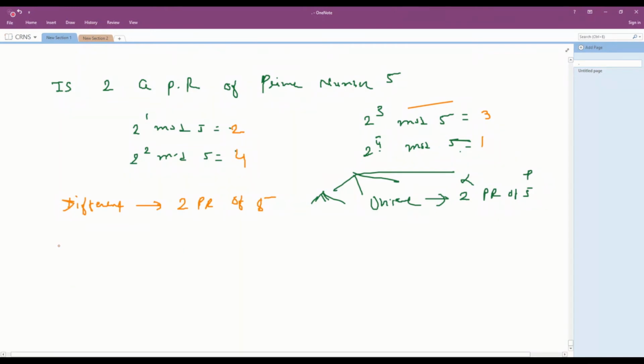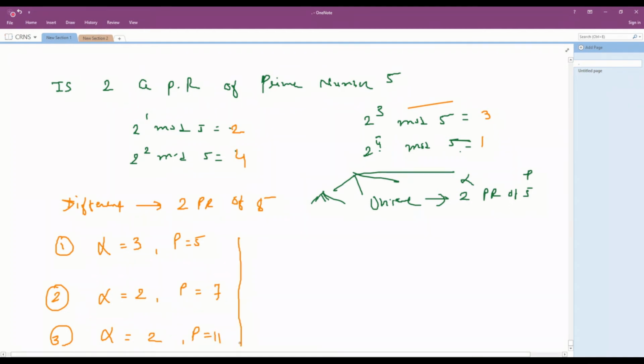I'll be writing the values of alpha and prime number p. Alpha is equal to 3, prime number equal to 5. Alpha is equal to 2 and prime number is equal to 7. Alpha is equal to 2 and prime number is equal to 11. Okay, these are the 3 questions that you need to solve right now.